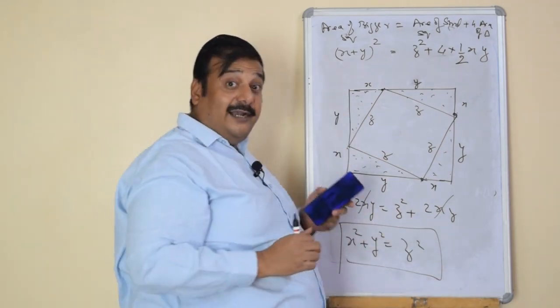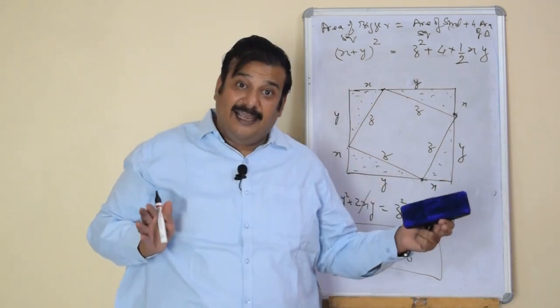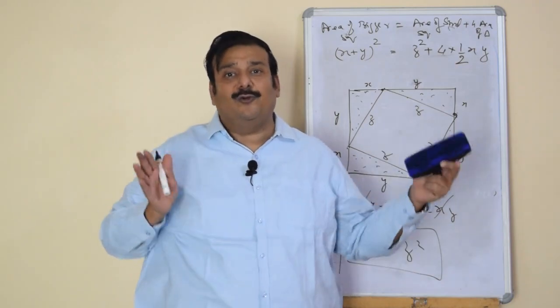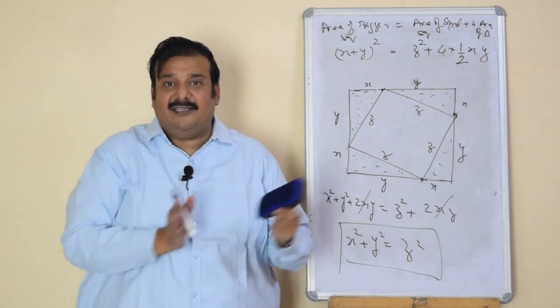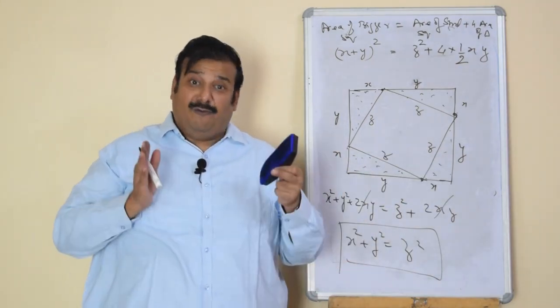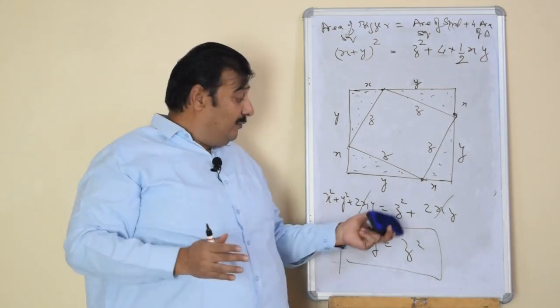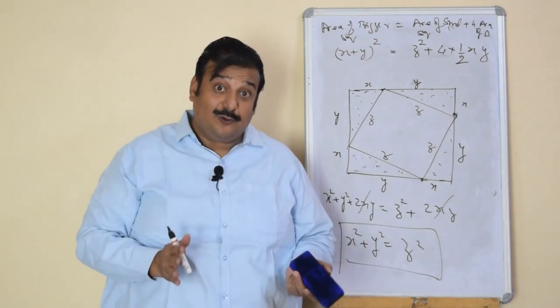So what we did, we chose a line of any length, we divided it into two sections, x and y, random sections, and for those values of x and y, we proved our famous Pythagoras theorem.